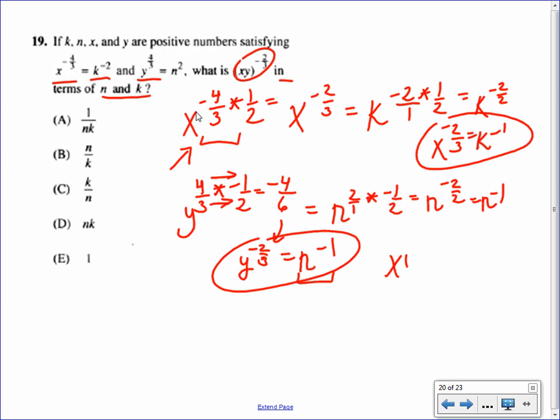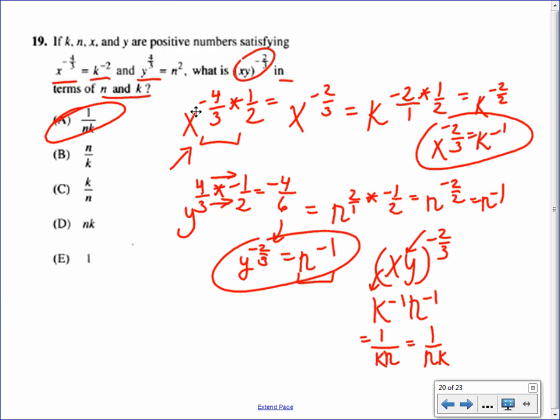So xy to the negative 2/3 is the same as k to the negative 1 to replace x to the negative 2/3 times n to the negative 1 to replace y to the negative 2/3. And when you have a negative 1 as an exponent, that is the same as 1 over the term. So this is the same as 1 over k times n. And remember, these two variables can be reversed. Either of these is acceptable. So let's just see if one of these is in our answer choices. Yep, choice A. So that's the right answer for this problem.